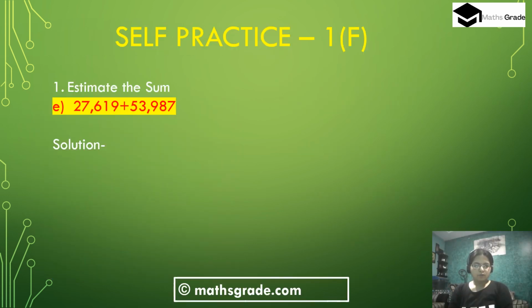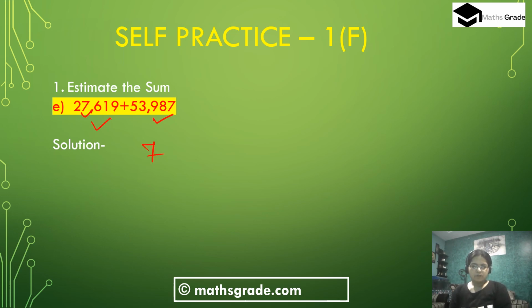Now question 1, part B: 27,619 plus 53,987. These are 5-digit numbers. First, we round off this number to the 10,000 place. In 27,619, the 10,000 place digit is 2. When we round off a number to the 10,000 place, first look at the 1,000 place digit. Here, the 1,000 place digit is 7.